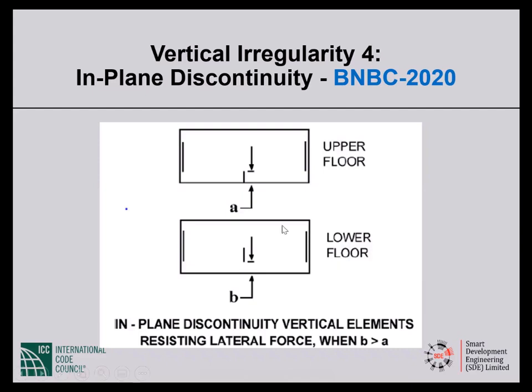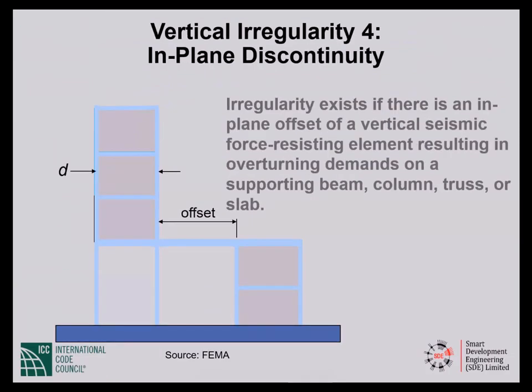So in BNBC, there is a pretty nice picture. So upper floor, this is the shear wall, lower floor, this is the shear wall, and the B dimension is greater than the A dimension. So the BNBC definition is different, it is clearer, and maybe you should stick with that definition would be my advice. This is the FEMA picture, obviously goes with the ASCE 7 definition.